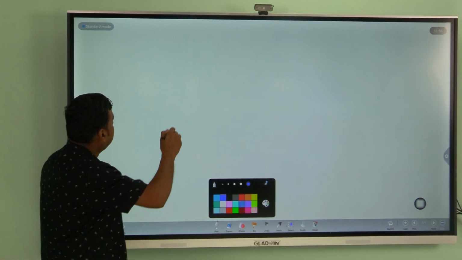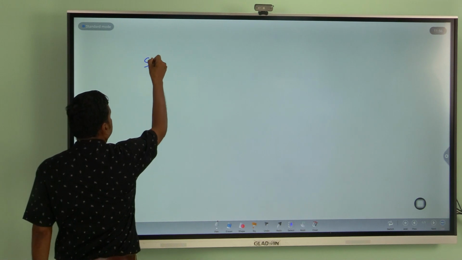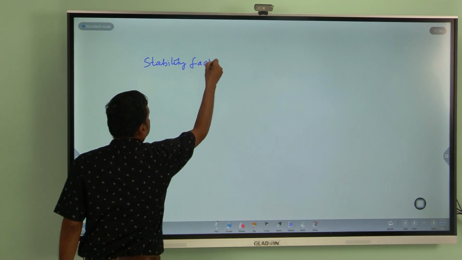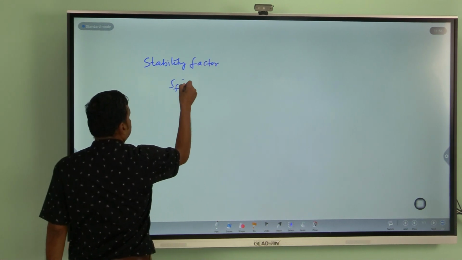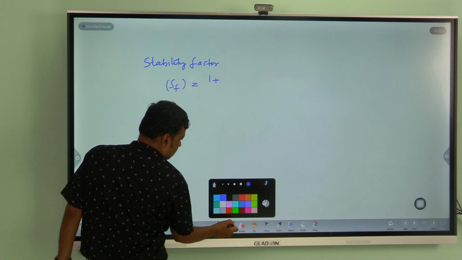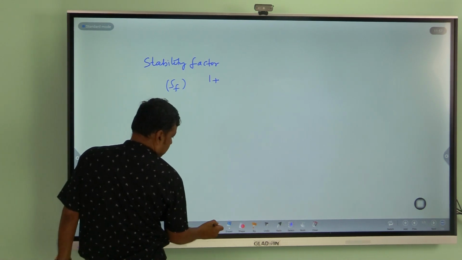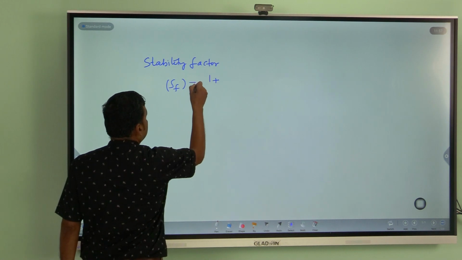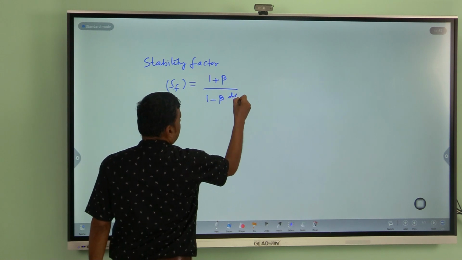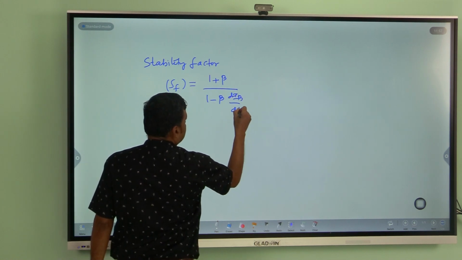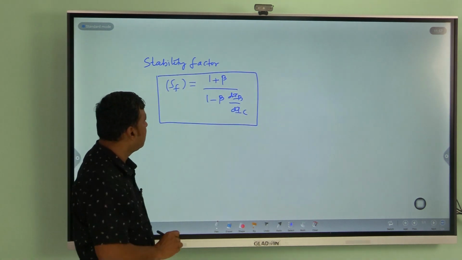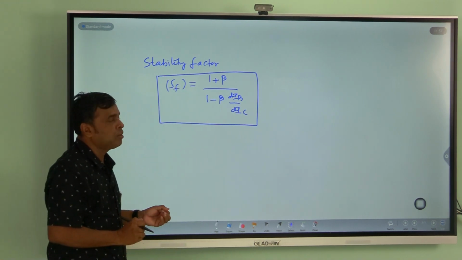So, in general expression for the stability factor, we have derived stability factor SF equal to 1 plus beta divided by 1 minus beta dIB by dIC. So, this is your general expression for the stability factor. This expression relates whether the particular biasing method is suitable or not.